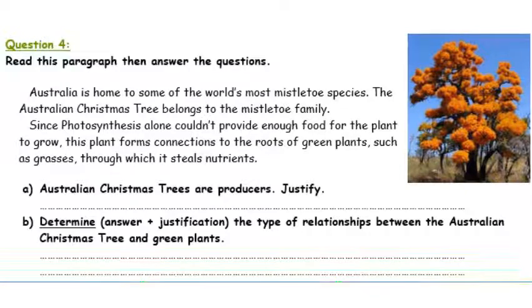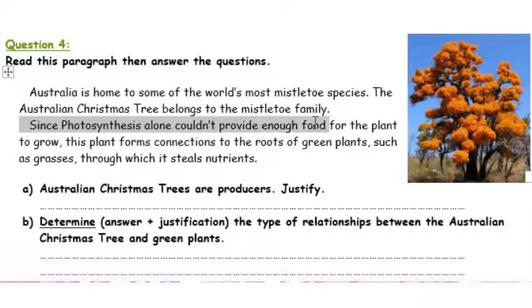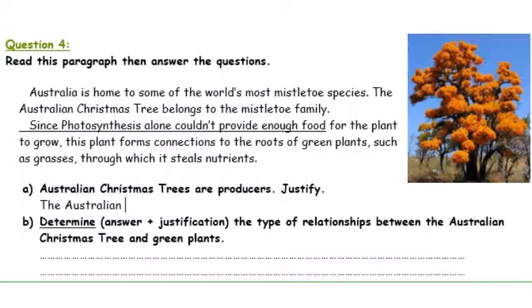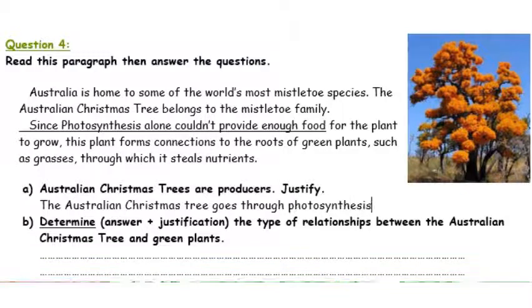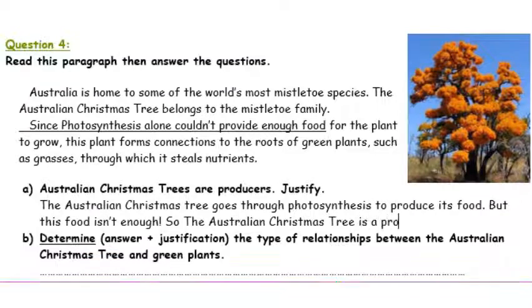Question A. Australian Christmas trees are producers. They are telling us they are producers. How can we justify this? Let me underline the sentence. Is the plant going through the food making process? Yes, well done. The Australian Christmas tree goes through photosynthesis to produce its food. But this food isn't enough, right? So the Australian Christmas tree is a producer. Yes.